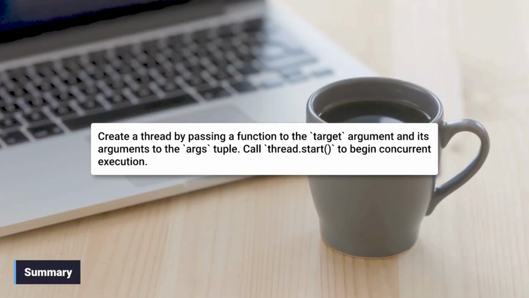To summarize, creating a thread from a function is simple using target and args.